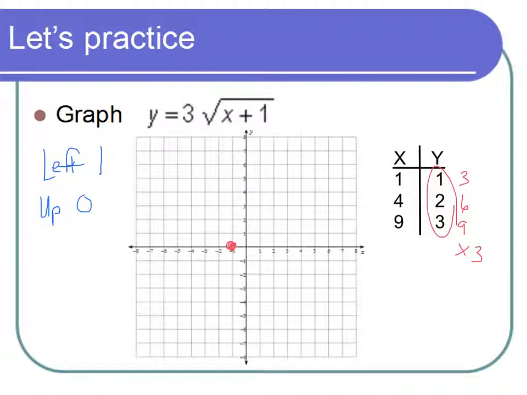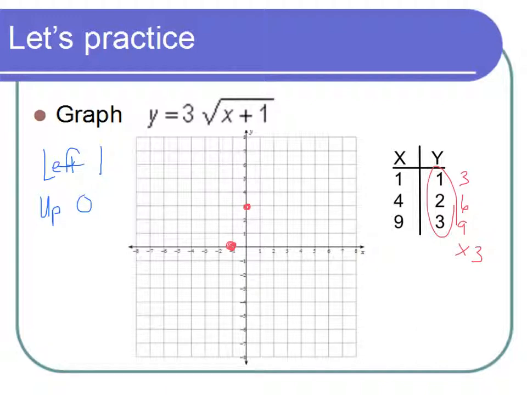Okay, so when I would normally go over 1, up 1, I'm now going to go over 1 and up 3. So over 1, up 3. It's going to cross right there now.